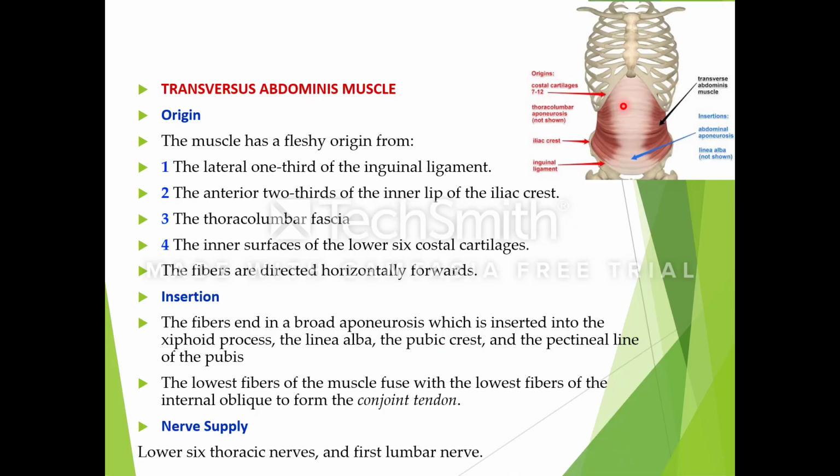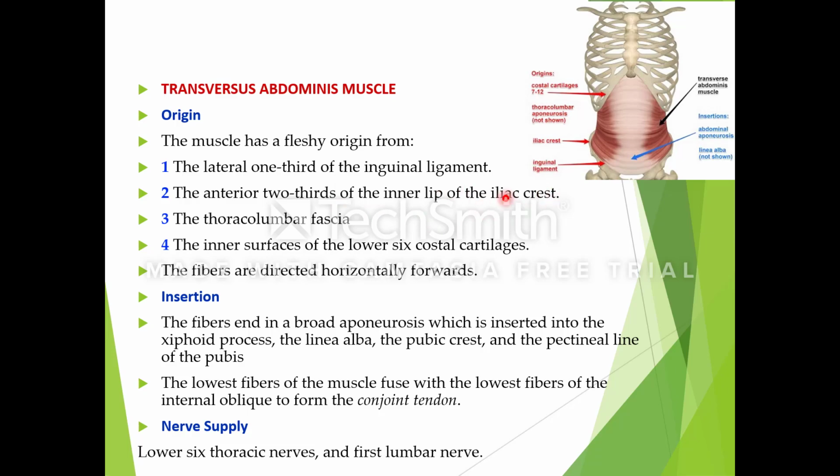The transversus abdominis muscle has a fleshy origin. It originates from the lateral 1/3, not the 2/3, because the internal oblique was originating from the lateral 2/3 and this transversus abdominis is originating from the lateral 1/3 of the inguinal ligament. It is also originating from the anterior 2/3 of the inner lip of the iliac crest.